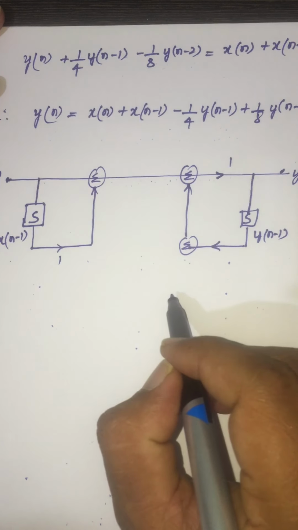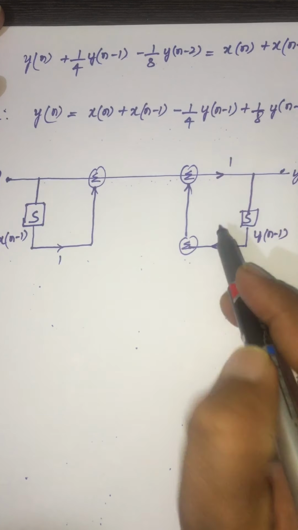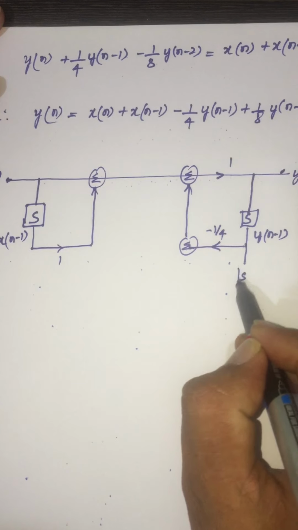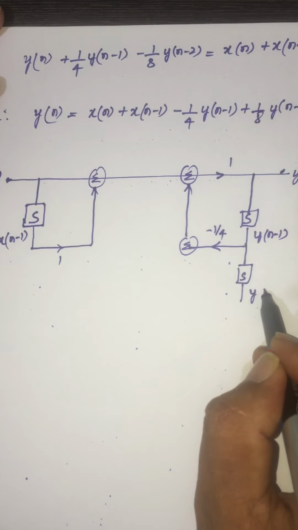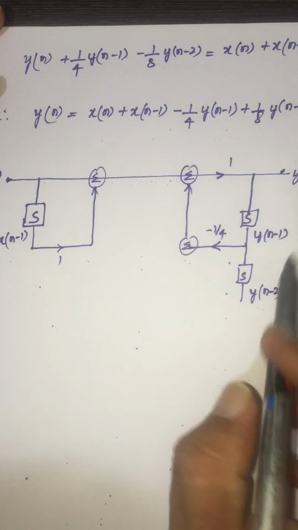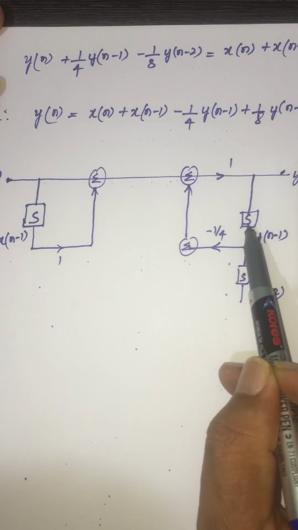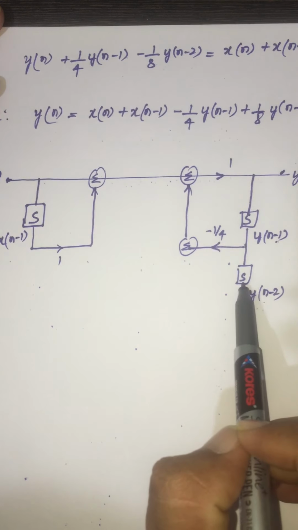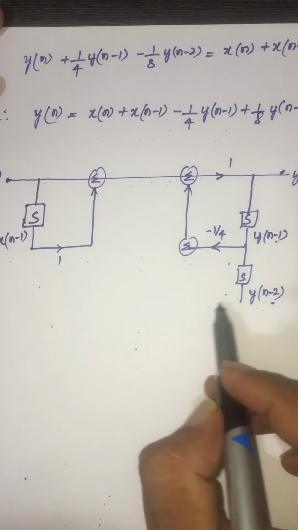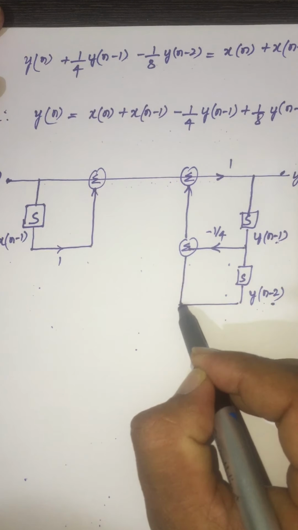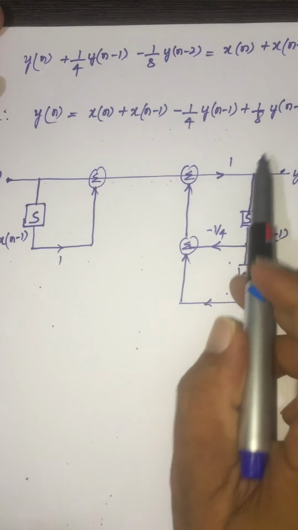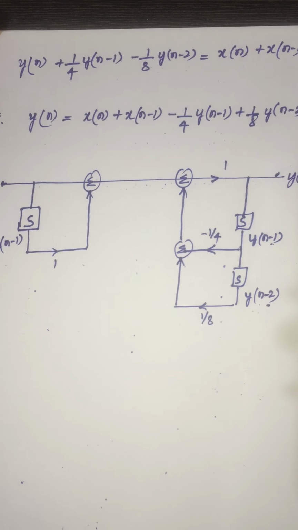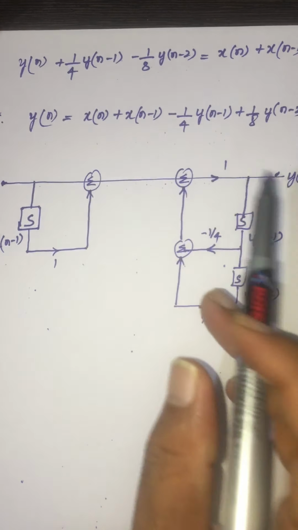And what is the coefficient of this? For y of n minus 1, it is minus 1 by 4. Therefore, this is minus 1 by 4. And further delayed by 1 unit, I will be getting y of n minus 2. Why is it n minus 2 here? Because this is applied to two delay elements consecutively. First delay y of n minus 1, second delay, therefore y of n minus 2. Therefore, I need to add this to the mainstream with the coefficient 1 by 8. Isn't it? Now this is the direct form 1 representation of a difference equation.